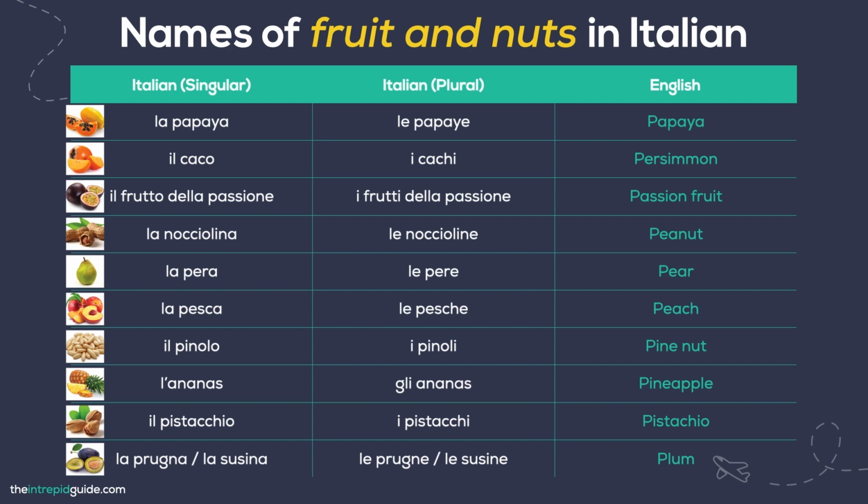Il caco, i cachi. Persimmon, persimmons. Il frutto della passione, i frutti della passione. Passion fruit. La nocciolina, le noccioline. Peanut, peanuts. La pera, le pere. Pear, pears. La pesca, le pesche. Peach, peaches. Il pinolo, i pinoli.